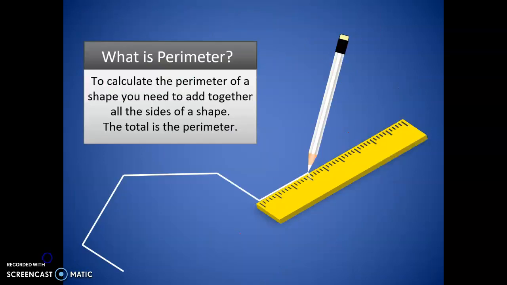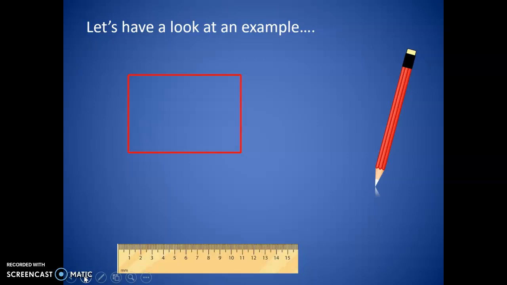What is perimeter? To calculate the perimeter of a shape, you need to add together all the measured sides of a shape. The total is the perimeter. So let's have a look at an example.